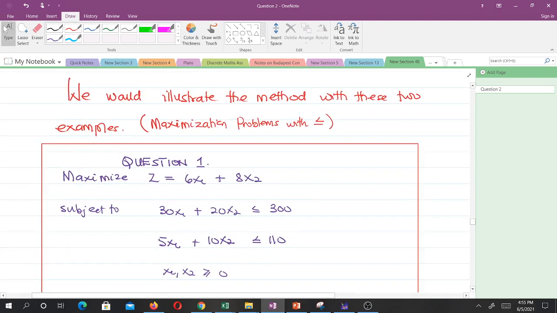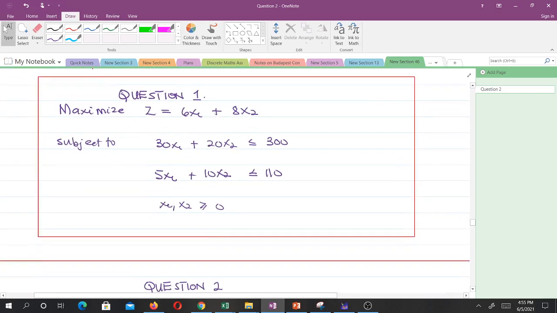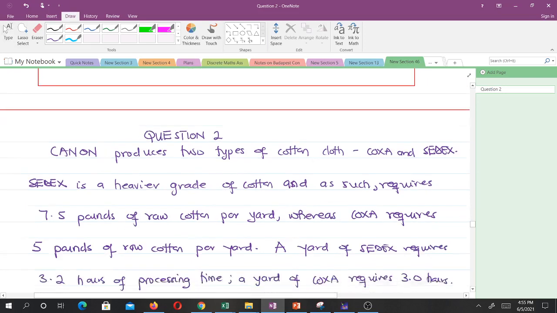So after that, we are going to illustrate the method with these two examples. We are going to solve problems involving maximization and less than or equal to, and the rest follow the same approach, except for just one or two things that we change. So this is question one that we are going to solve. It says maximize z equals 6x1 plus 8x2 subject to these constraints. This is question one, and this is question two.